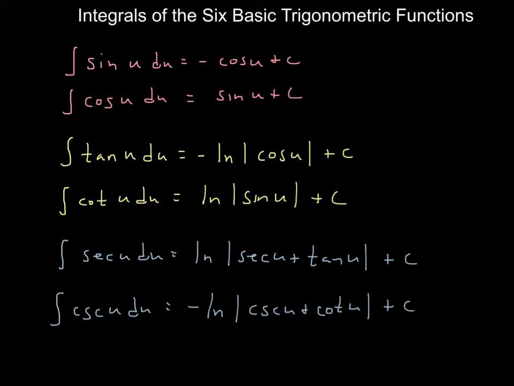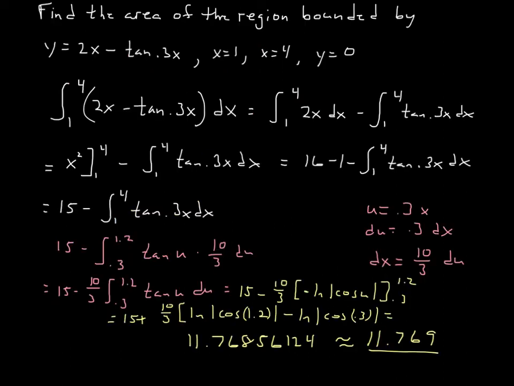Let's take a look at an example involving an integral of a trig function. In this case, we want to find the area of a region bounded by y equals 2x minus the tangent of 0.3x, x equals 1, x equals 4, and y equals 0. Well, y equals 0 is the x-axis. So really, I'm looking for the area between this curve and the x-axis where x goes from 1 to 4.